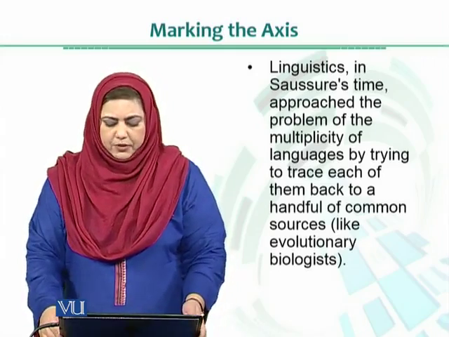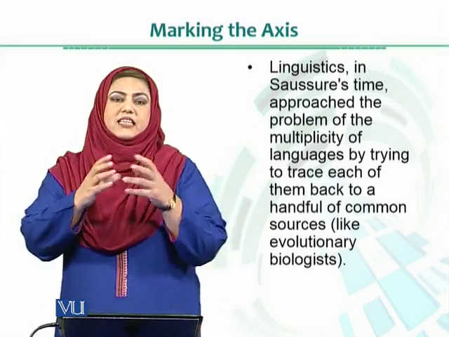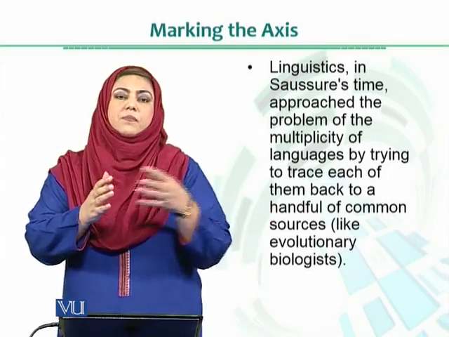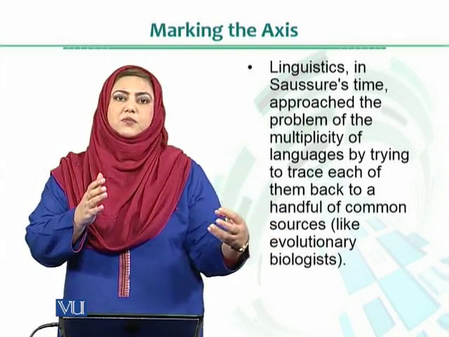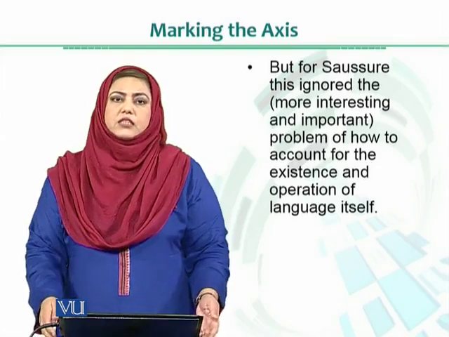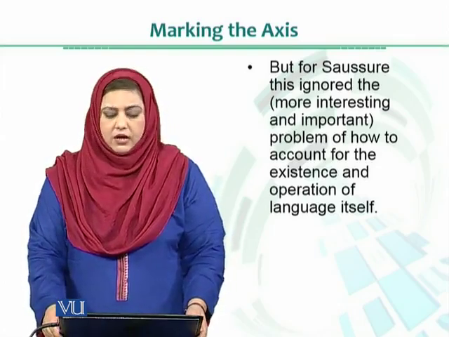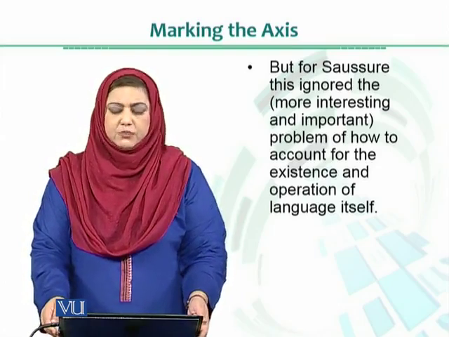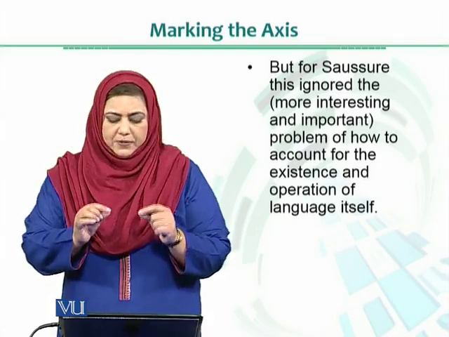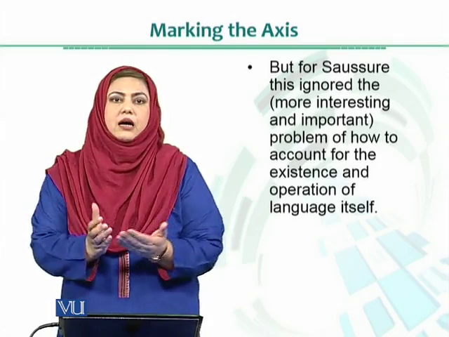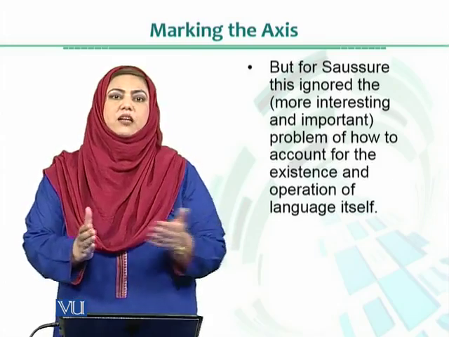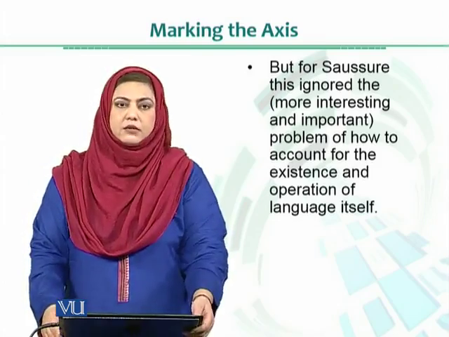Actually, we can use the example of an evolutionary biologist who would trace the history of certain species at this time point just by tracing where these species can be linked to other species in the past. However, for Saussure, this was not an acceptable idea because he thought that this ignored the most interesting and important problem of how to account for the existing and operating situation of the language. How, as the language exists now in itself, how to explain that? The historical perspective does not, according to him, give insights into that.